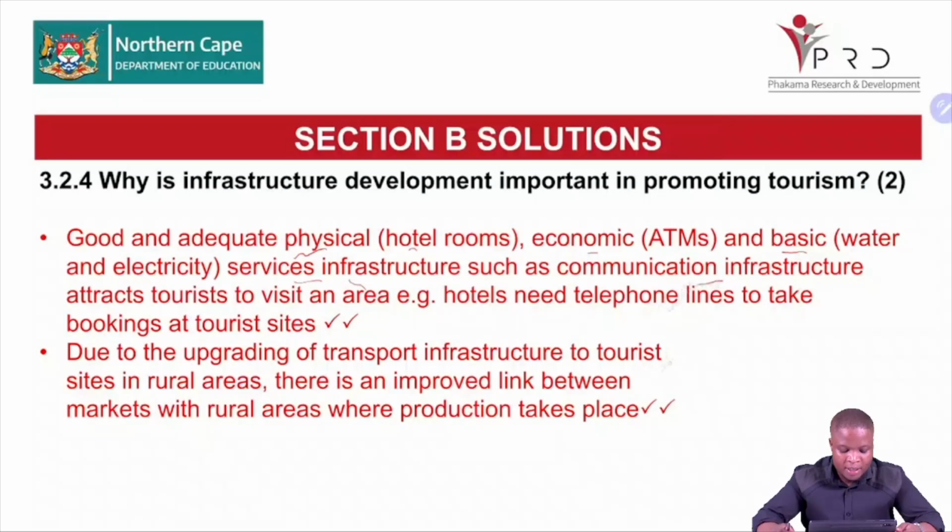Due to an upgrading of transport infrastructure to tourist sites in rural areas, there is an improvement linking markets within rural areas where production takes place. So when our road infrastructure is good, we have transportation, so tourism does not have to be located only in the prime cities. It can also move to the rural areas.